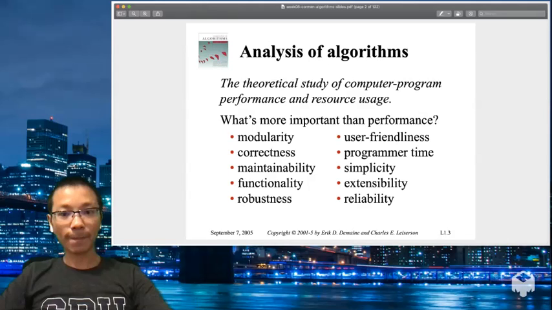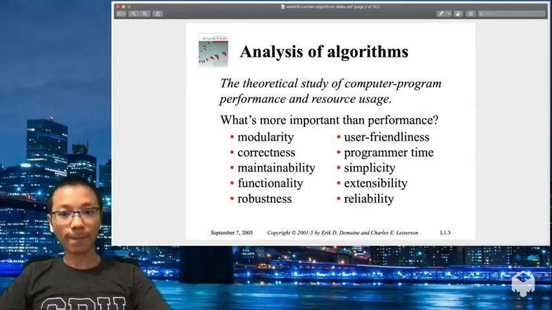You say, okay, performance is important, but these are the other issues that are also important. And then programmer time: is the programmer efficient in producing the code and also maintaining it? Is it simple and easy to understand? Is it going to be extensible? Because is your algorithm rigid so that nobody can adapt it for different uses? Is it going to be reliable, that it won't crash, right?